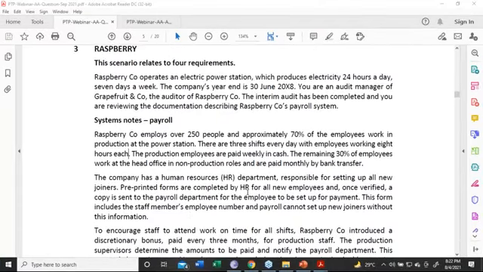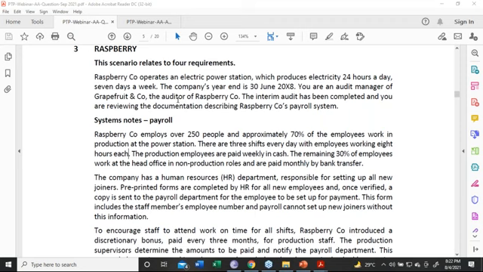Raspberry company operates an electric power station which produces electricity 24 hours a day, 7 days a week. The company's year end is 30th June 2018, and you are an audit manager of Grapefruit and Company, the auditor of Raspberry Company. The interim audit has been completed, and you are reviewing the documentation describing the company's payroll system. Okay, the first paragraph revealed nothing. Let's go on to the second paragraph.